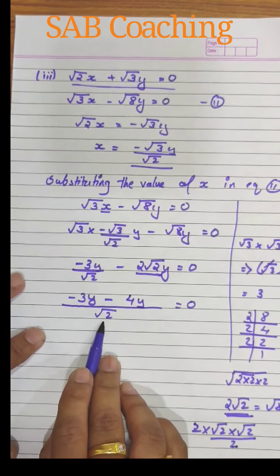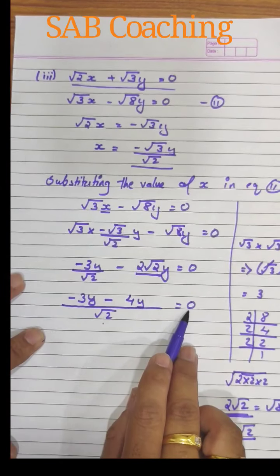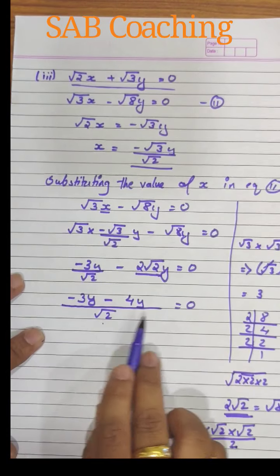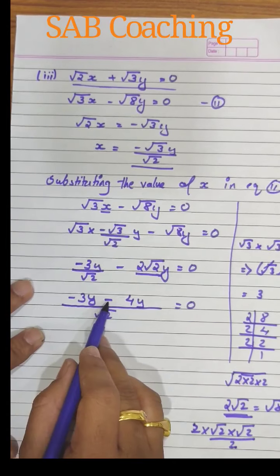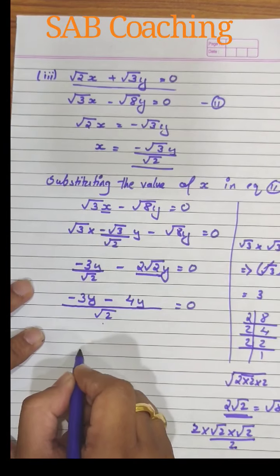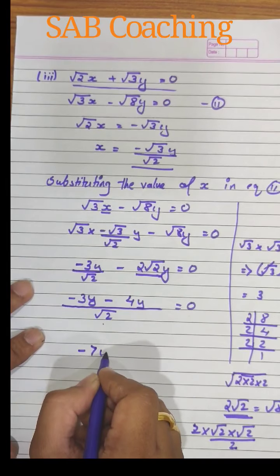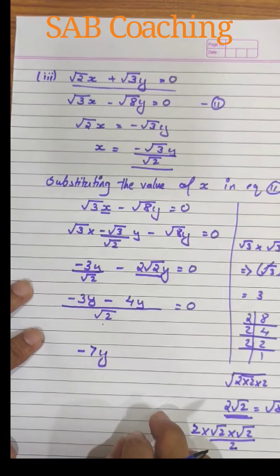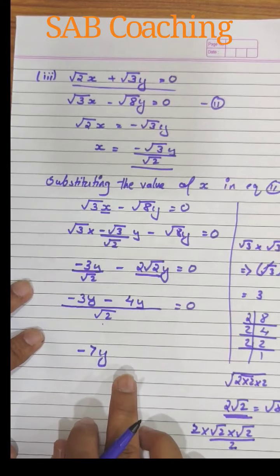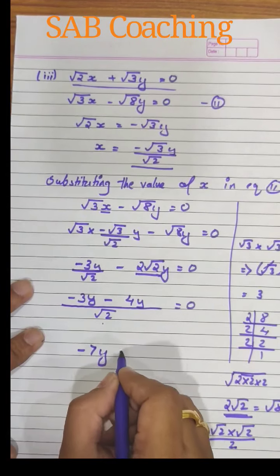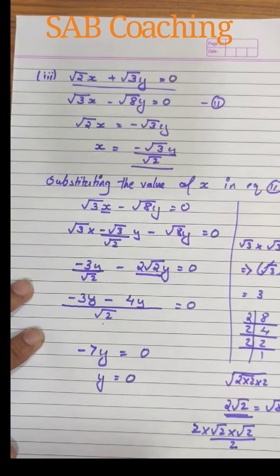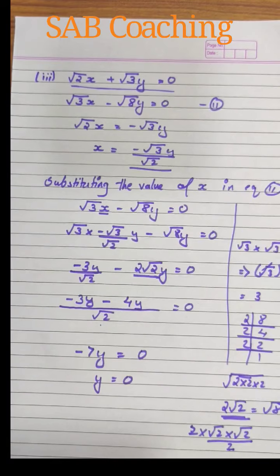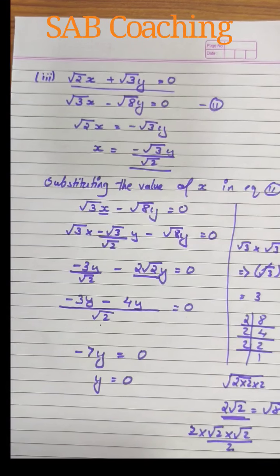Now this root 2, when it goes to the right hand side and gets multiplied with 0, root 2 multiplied by 0 is going to give you 0 only. And minus 3y and minus 4y, that is equal to minus 7y. Is that clear? So what you are going to get here is minus 7y equal to 0, so from here the y value you are going to get is 0. So what will your value of y be? It will be 0. Is that clear? Now you need to substitute these values in any one of the equations.